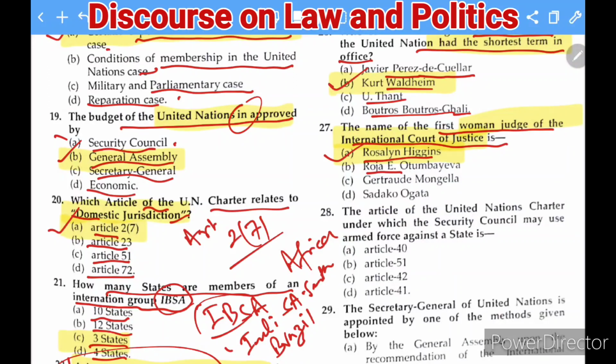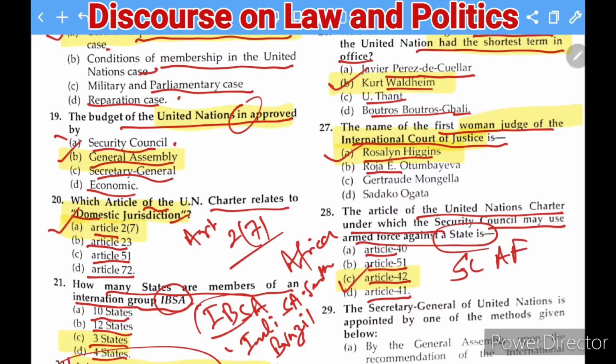The Article of the United Nations Charter under which the Security Council may use armed force against a state. So by which article of the United Nations Charter can the Security Council use force against a state? And the options which are given here: Article 40, Article 51, Article 42, Article 41. So just give your answer here. I am waiting for your response. So the right answer of this question is Article 42. So through Article 42, the Security Council can use armed force against any state. Okay, so this is how you can find here.